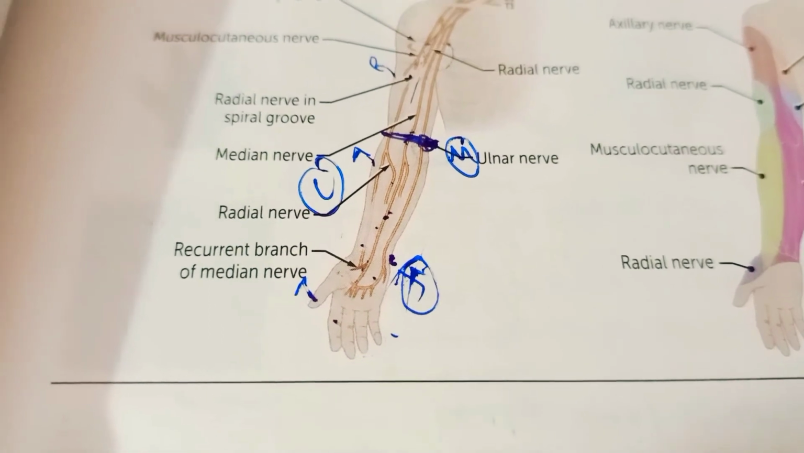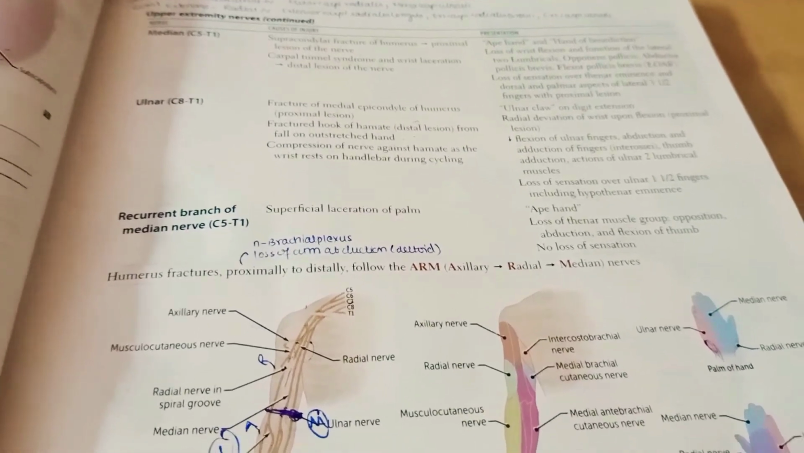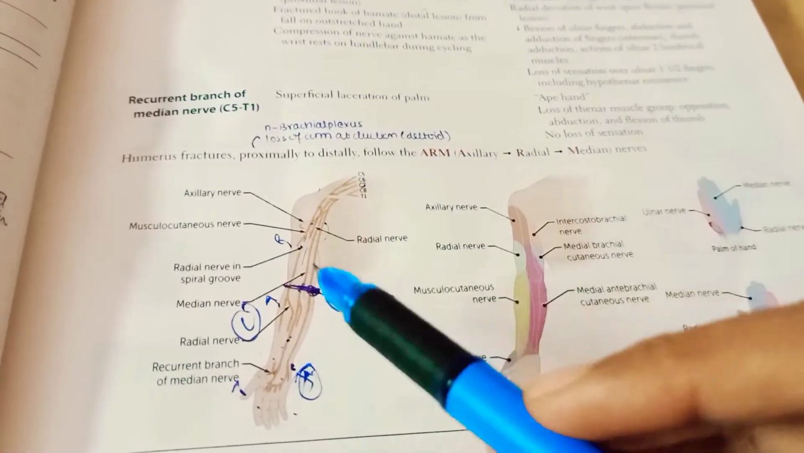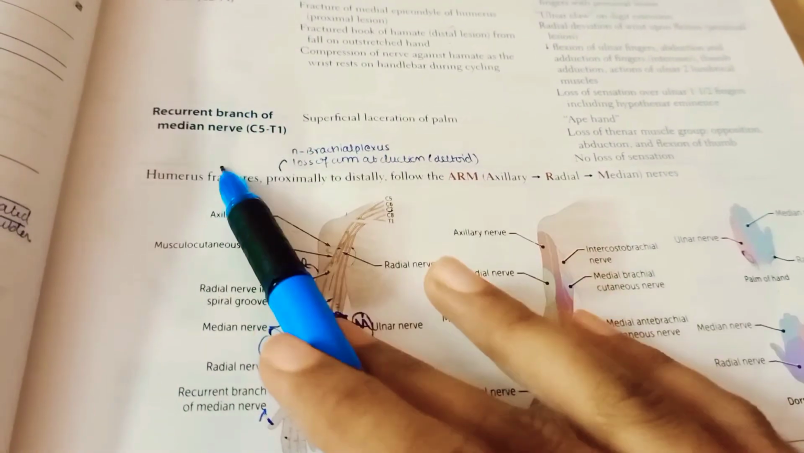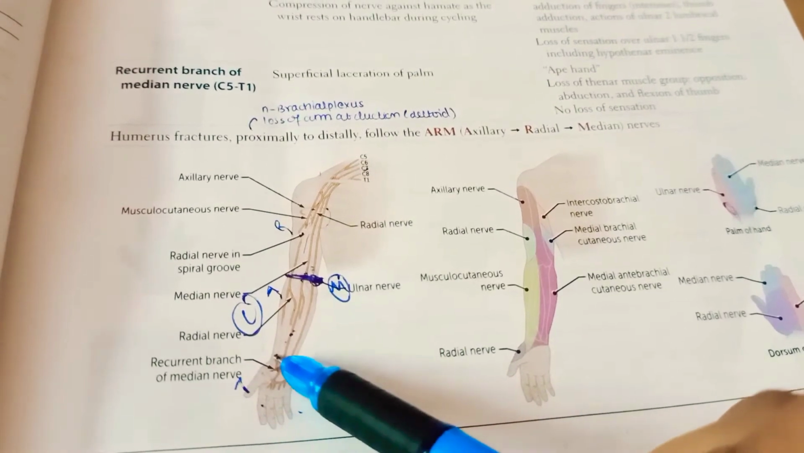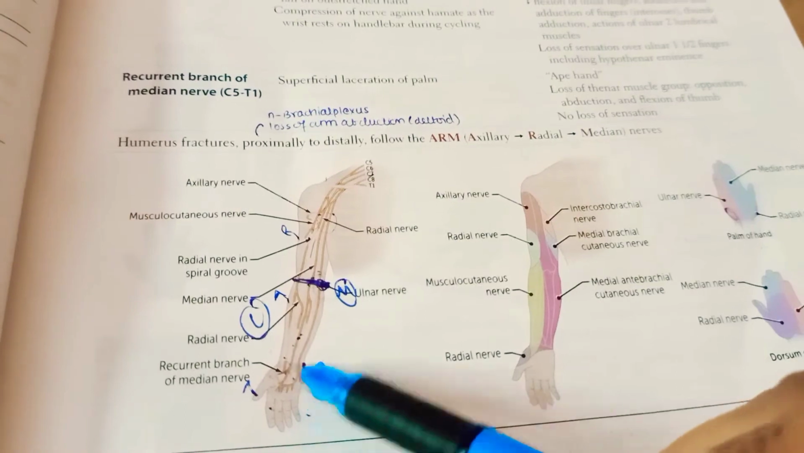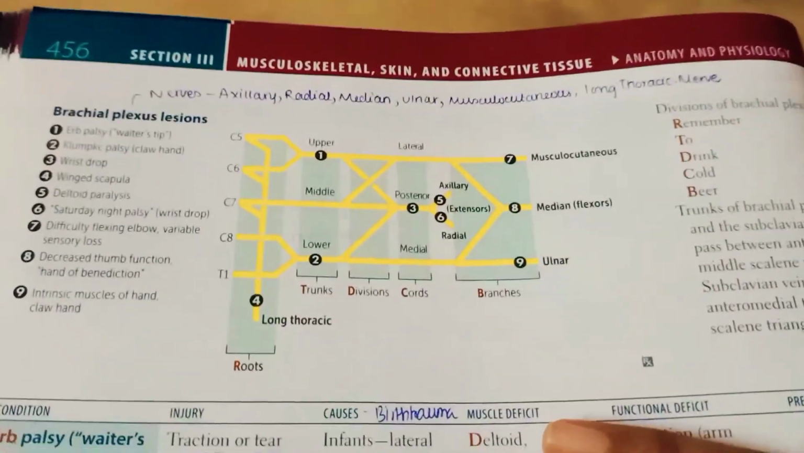So that is all about the upper extremity nerves. One more key point you need to notice: whenever you see loss of sensation, that loss of sensation will be mainly due to proximal lesions of the nerves. But here, in the recurrent branch of median nerve, there is only a branch near the wrist. There is no proximal lesion, so there will be no sensation loss here. Now let us continue with brachial plexus lesions.